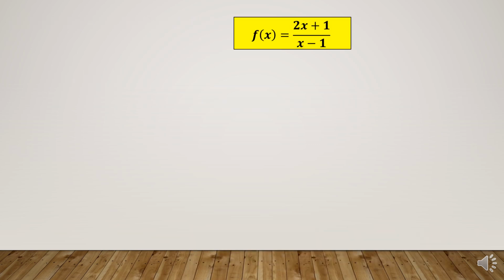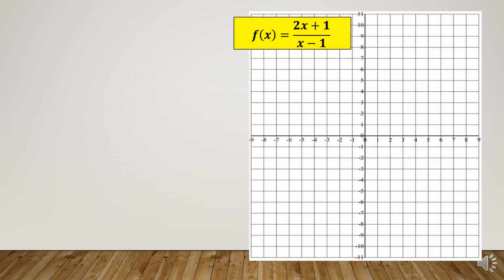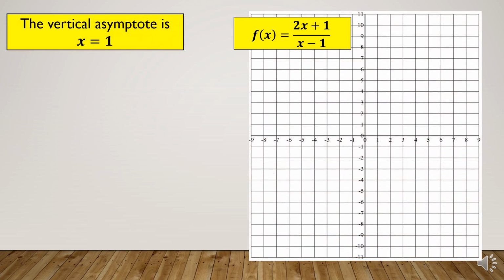Since we already obtained the asymptotes of the given rational function, let us now sketch these asymptotes on the Cartesian plane. Let us start with the vertical asymptote, which is x is equal to 1. So we're going to check on the x-axis where x is equal to 1. Then we will draw a broken vertical line. So this is now your x is equal to 1.